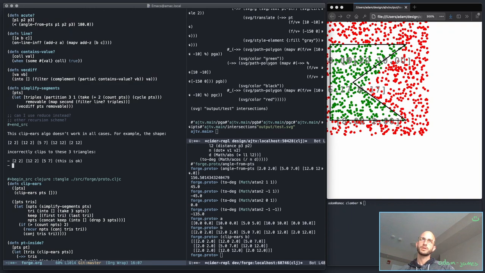This next one, (2, 2), (5, 7), (12, 12): invalid. Line (2, 2) to (12, 12) is outside the original polygon.